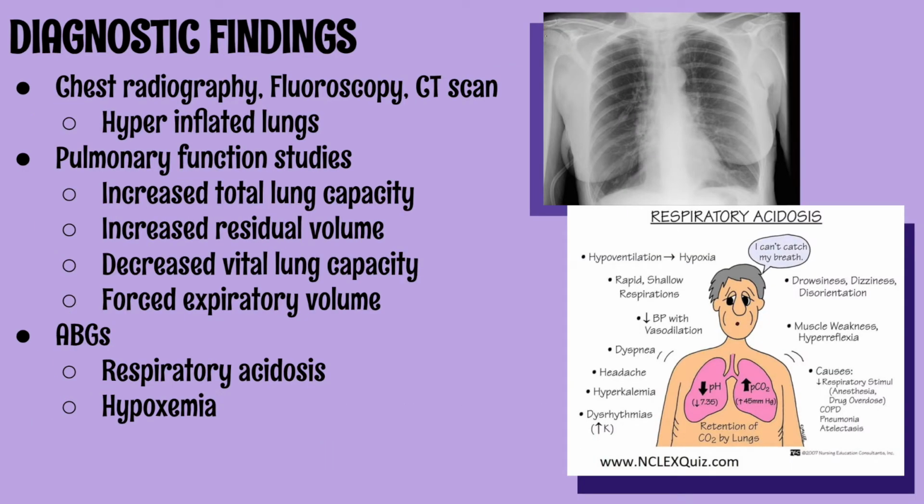Diagnostic findings, so chest radiography, fluoroscopy, and CAT scan may reveal hyperinflated lungs. Pulmonary function studies may show increased total lung capacity, increased residual volume, decreased vital lung capacity, and forced expiratory volume. Those ABGs are going to show respiratory acidosis and hypoxemia.